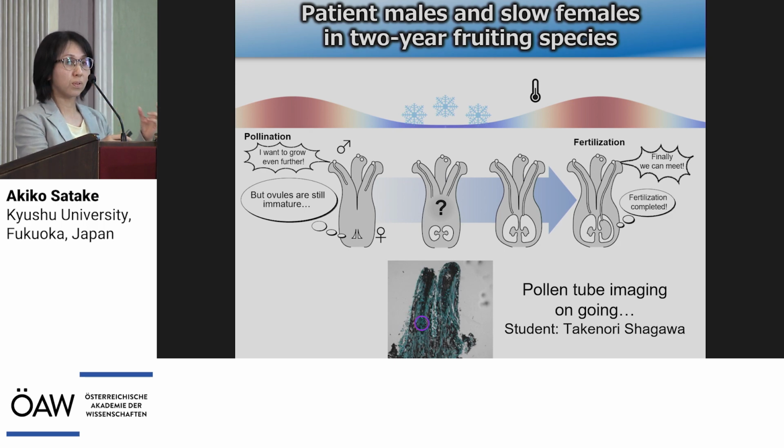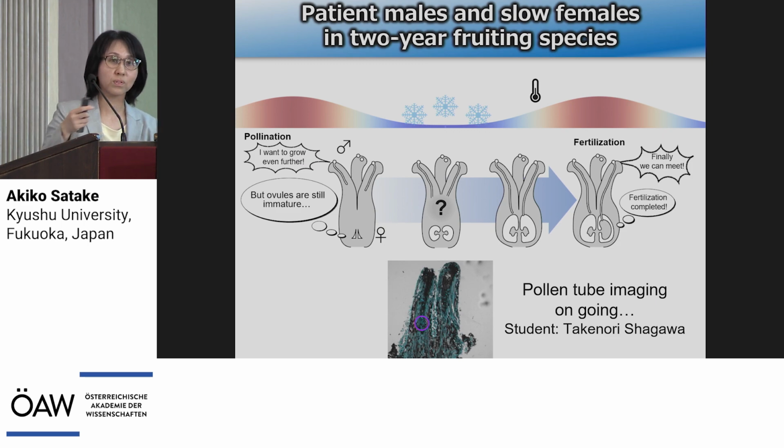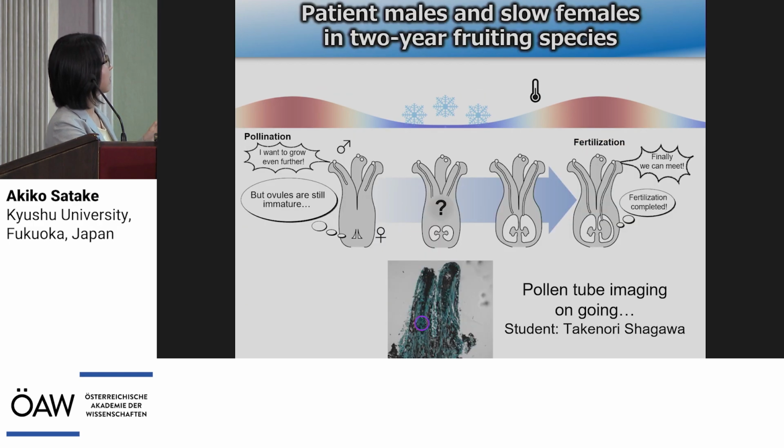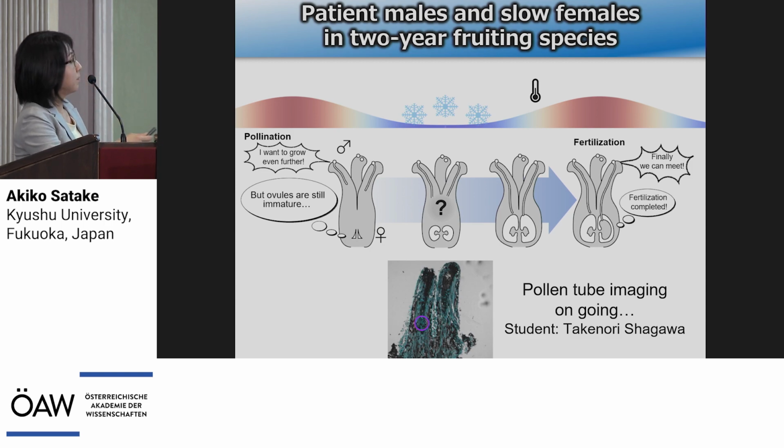So the control of the pollen tube growth, somehow the pollen tube growth is controlled by the female side, but we only hypothesize. Still, the detailed process is not well understood. So we are working together with students to explore this interaction more. And also we are interested in how pollen tube growth and ovule development is influenced by temperature, especially cold temperature.